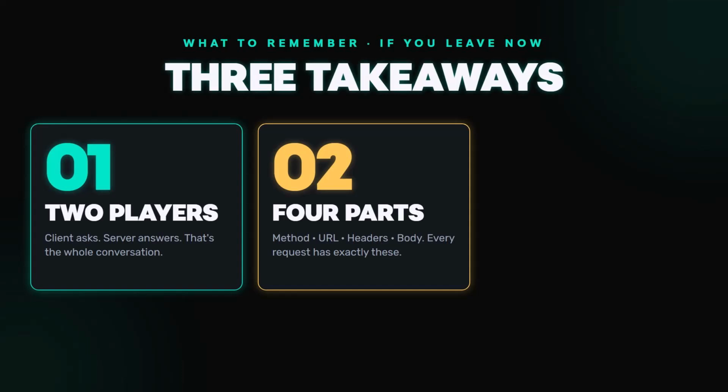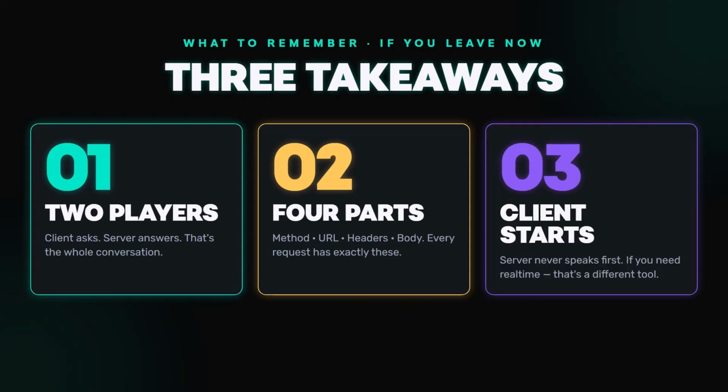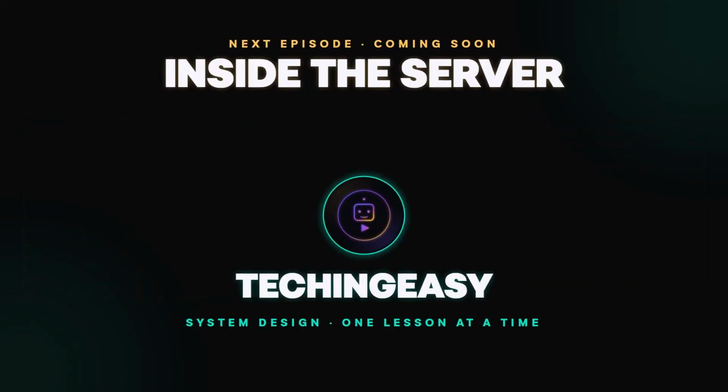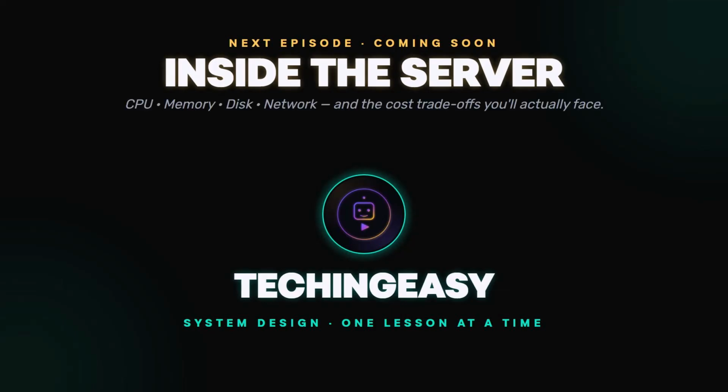Takeaway 3. The client always starts the conversation. The server can't push to the client without help. That's the real limitation and it's why caches, queues and WebSocket exist. In the next video, we will zoom into the server itself, what a server actually is, physically and logically: CPU, RAM, disk, network card, and why those four things determine every design decision.